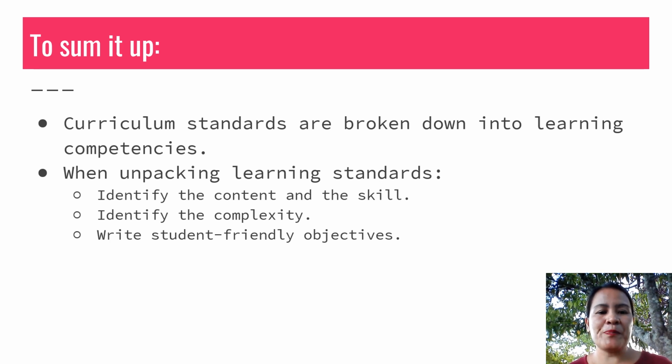Okay. To sum it up, curriculum standards are broken down into learning competencies. And when unpacking learning standards or competencies, you need to identify first the content and the skill. That's your noun and the verb. Next, you identify the complexity or the difficulty using Bloom's taxonomy. And the last one is we're going to write now your student-friendly objectives. And a reminder, you need to use or create at least 3 objectives per lesson or per instructional material.